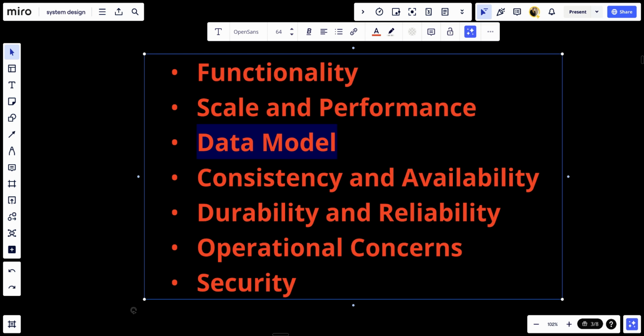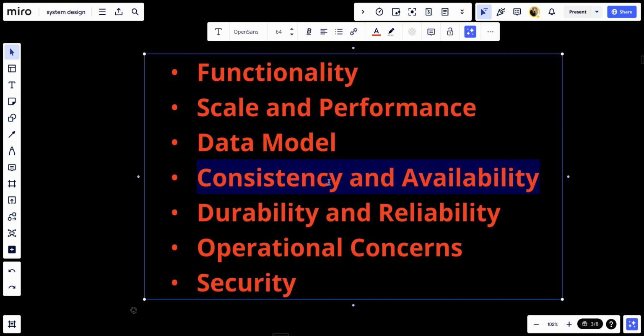What types of values will we store? Are they simple strings, binary blobs, or complex structures? If you want to ask about consistency and availability, and this is a big one, basically we ask what level of data consistency is required. Is future consistency acceptable? How critical is system availability? Do we need to design it to be highly available?